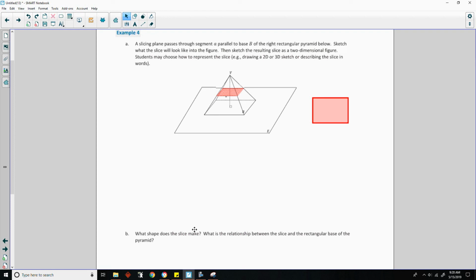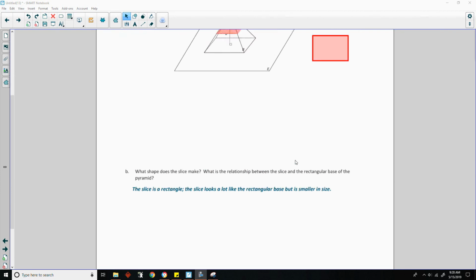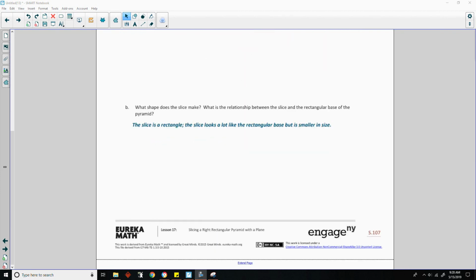B says, what shape does the slice make? Okay, I just answered that. It is a rectangle. What relationship between the slice and the rectangle base of the pyramid? Okay, so the slice is a rectangle. The slice looks a lot like the rectangular base, but it is smaller in size.